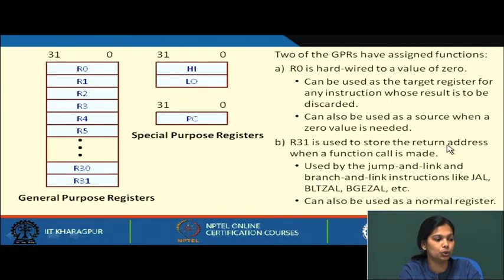R31 is used to store the return address when a function call is made, as I already discussed that there is no stack pointer.